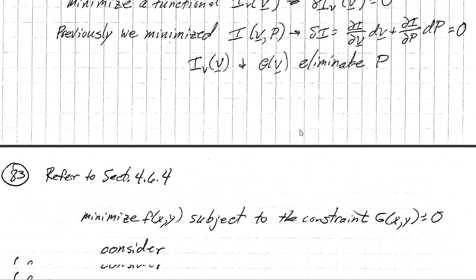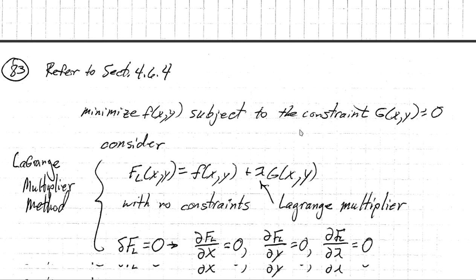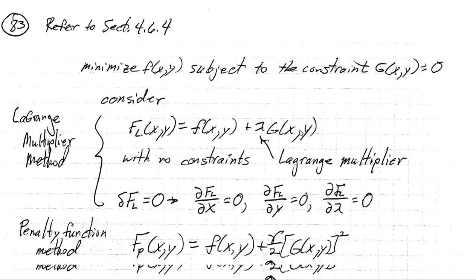So the best way to describe this is through a few equations and an example. For more details, look in section 4.6.4 in the book. But essentially, we start out with a somewhat abstract definition. We want to minimize some function of x and y subject to the constraint g of x and y is 0. Physically, what this means is this minimization of f.